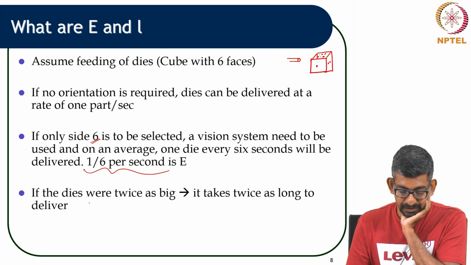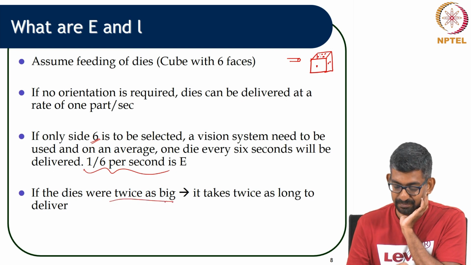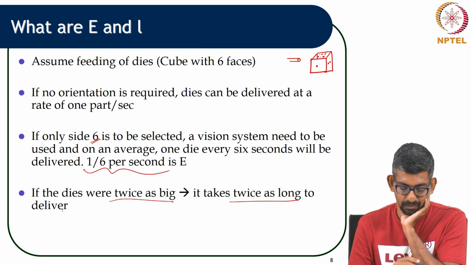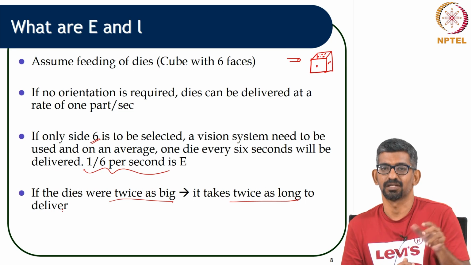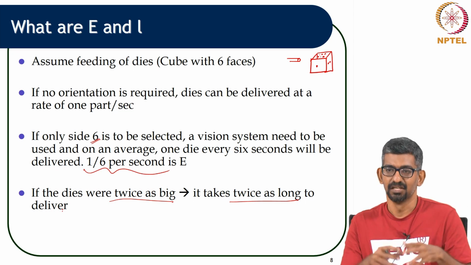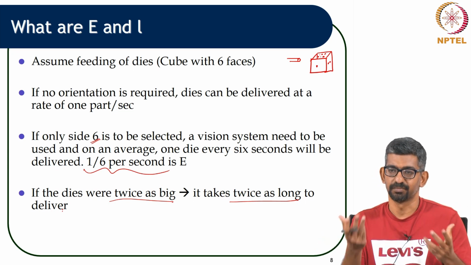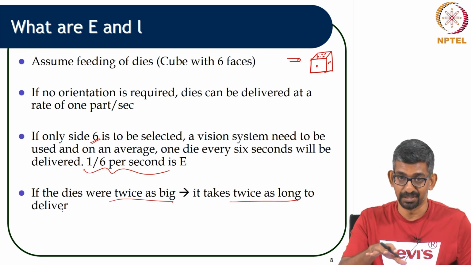If the dice were twice as big, it takes twice as long to deliver. Okay. So, the smaller the better. If it is larger, then however much larger it is geometrically, that much longer it will take for the same machine capacity.